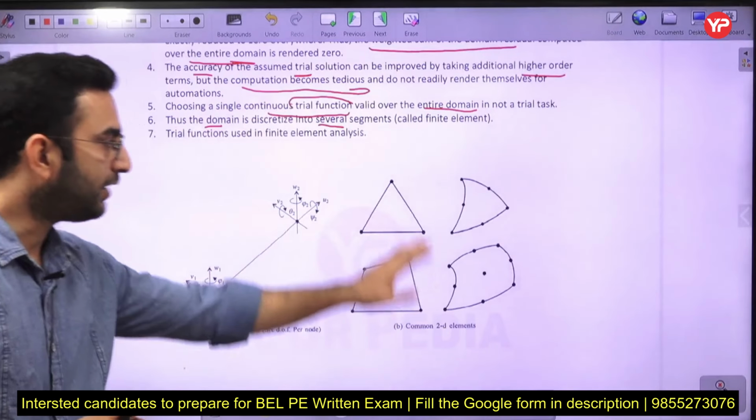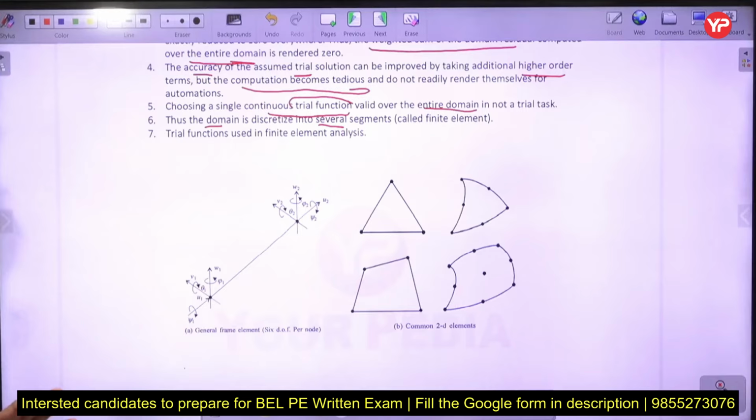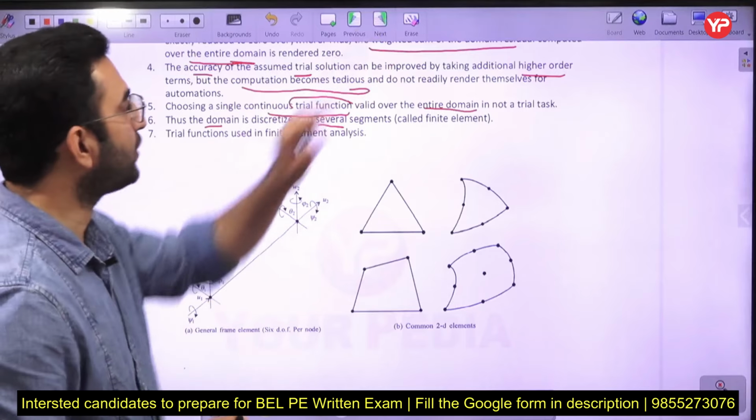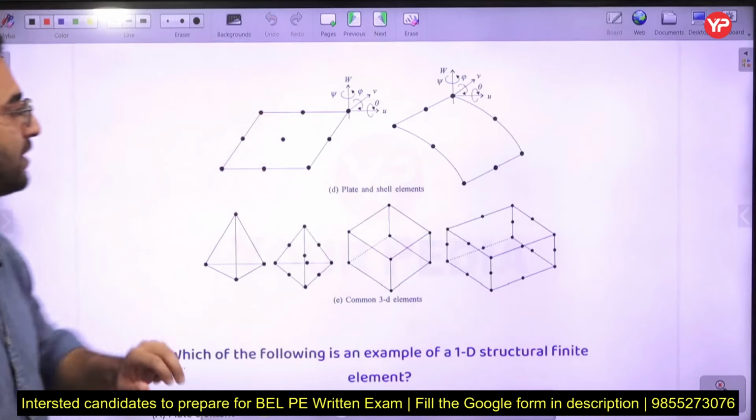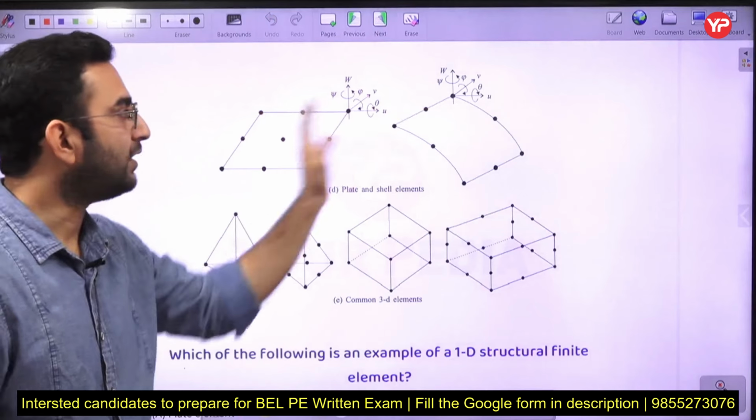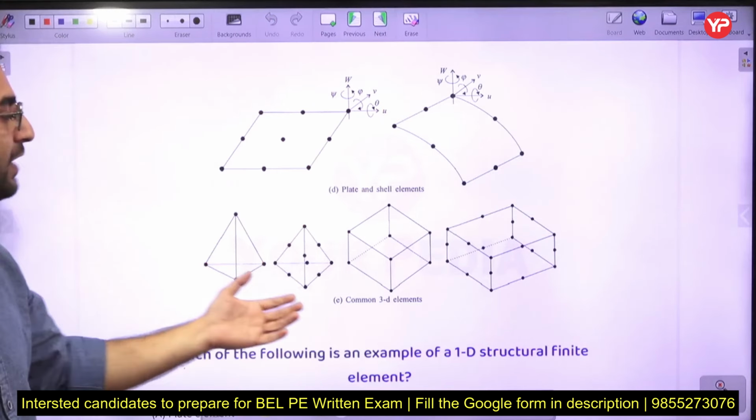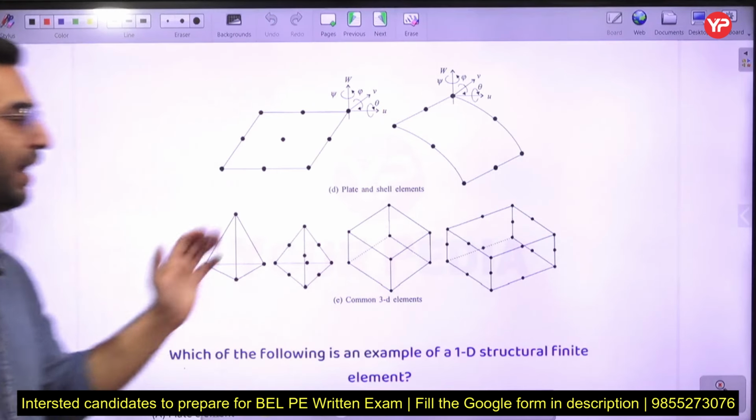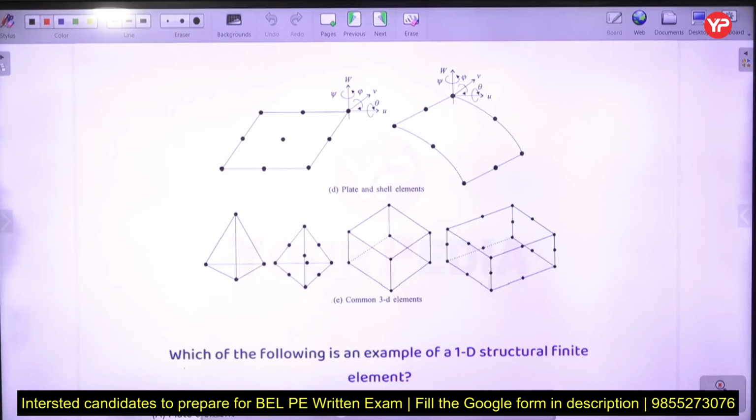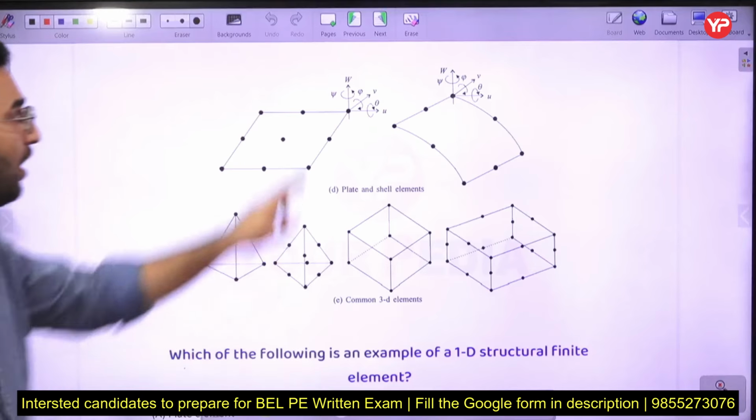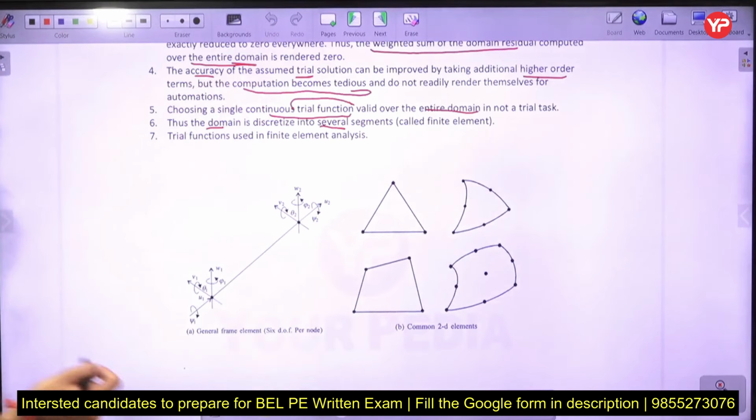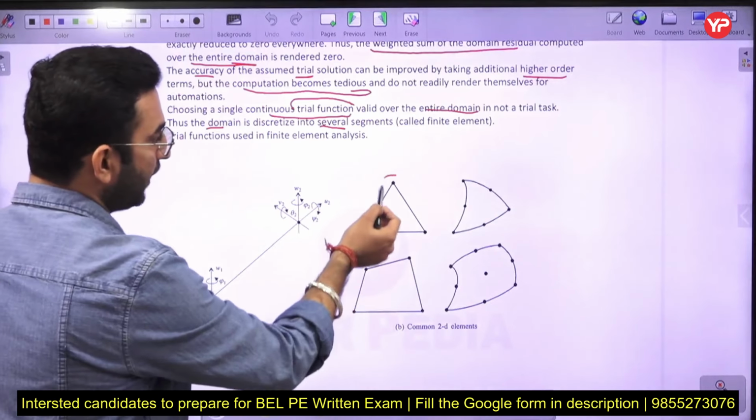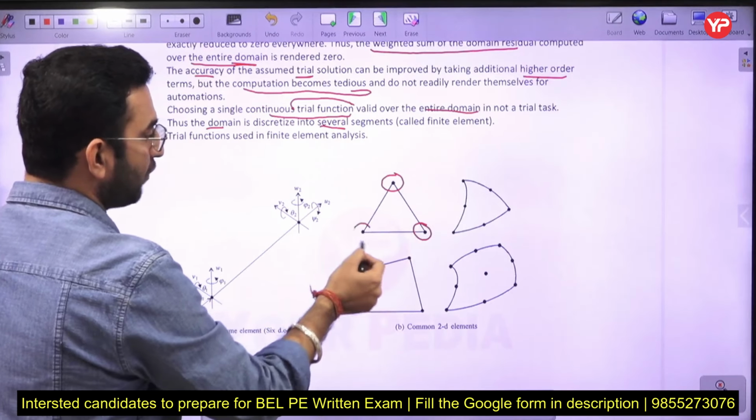For example, if I show you the different types of elements, you can see these are the shapes of the common 2D elements. Similarly, we may have elements in this shape for the plate and shell, as well as for the 3D structure we may have an element like this one. So different types of elements we may define. Now, each element is made up of nodes.